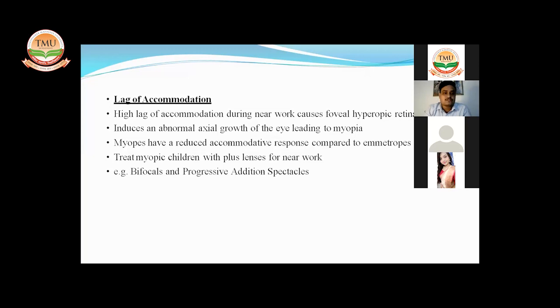And the treatment of myopic children is with plus lenses for near work. So in this lag of accommodation, I can say that the treatment modality is bifocal and progressive addition lenses. For that, you need to check the lag of accommodation, the orthoptic exercises, or you need to do the orthoptic evaluation also. Simply giving glasses is not the only option. We want to treat the patient beyond the prescribed glasses.